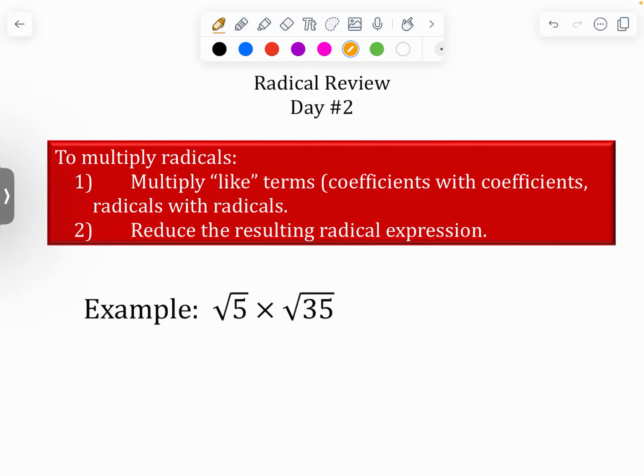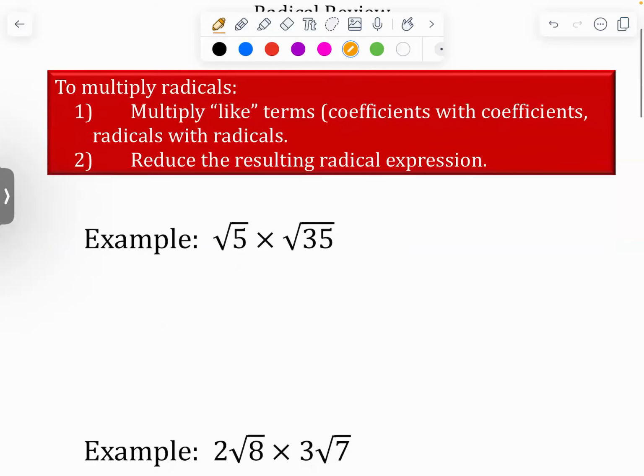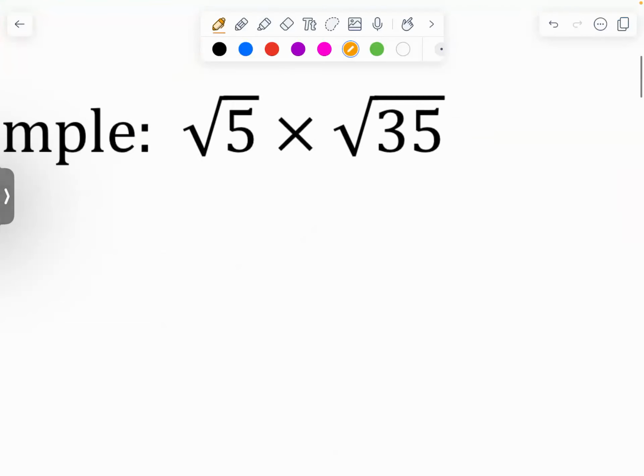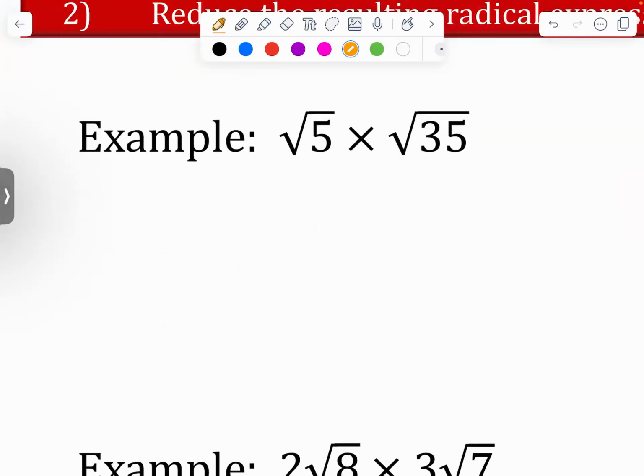So what we're going to talk about today is multiplying and dividing with our radicals, okay? When we are multiplying and dividing, whatever is underneath the radical multiplies underneath the radical. Whatever is outside of the radical multiplies outside of the radical, okay? Whatever you do, please make sure you reduce your final answer.